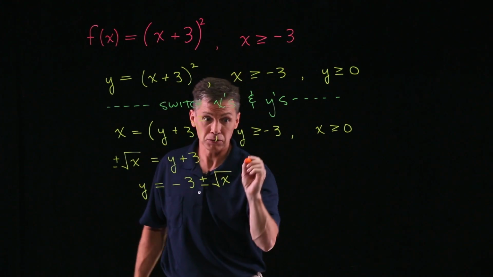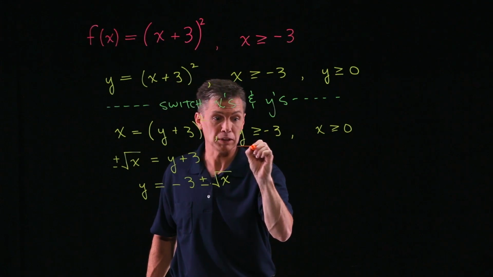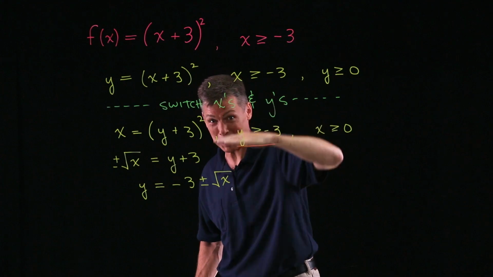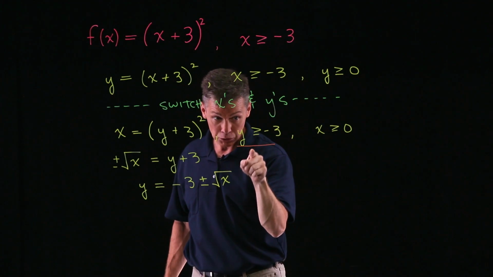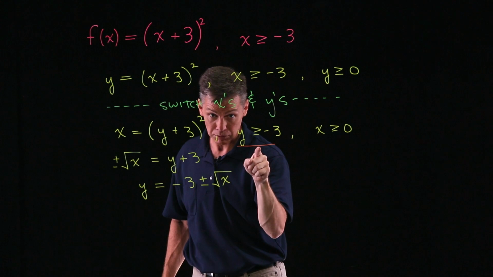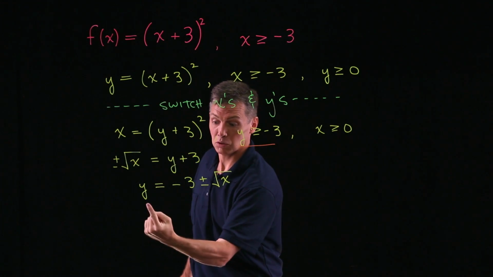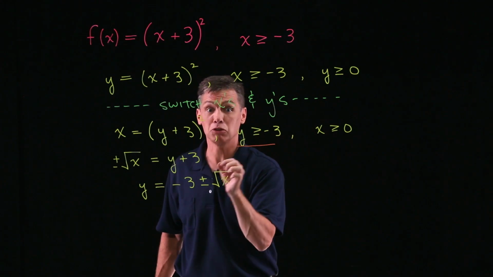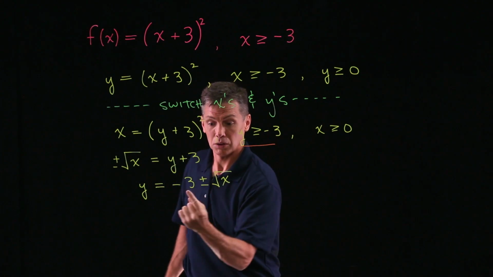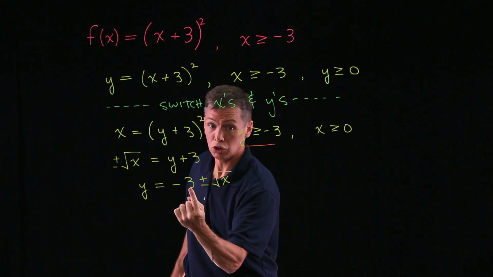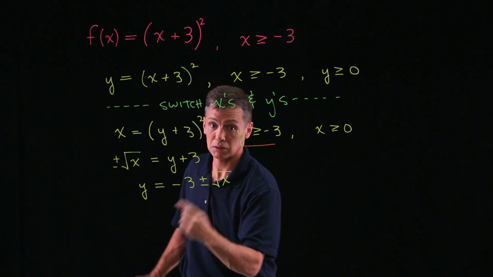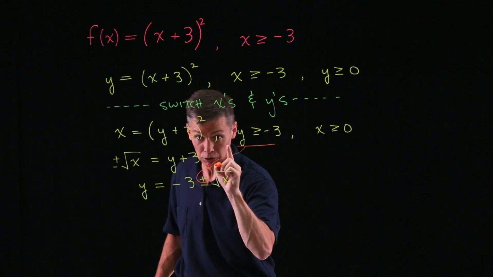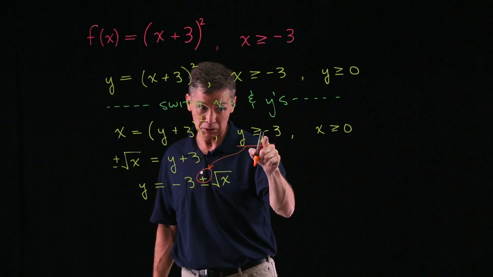But because I know that my y values, from this point of our work down, are bigger than or equal to negative 3, this y is not going to be smaller than a minus 3. So here's your minus 3. You are not going to subtract. You know that this is actually plus, because you know y has to be bigger than or equal to minus 3.